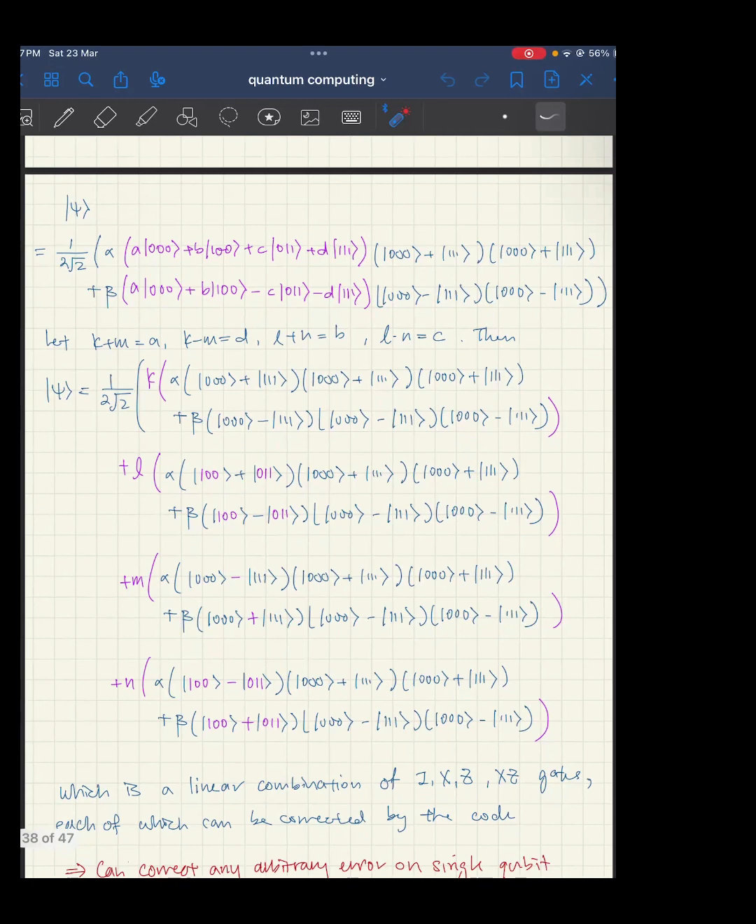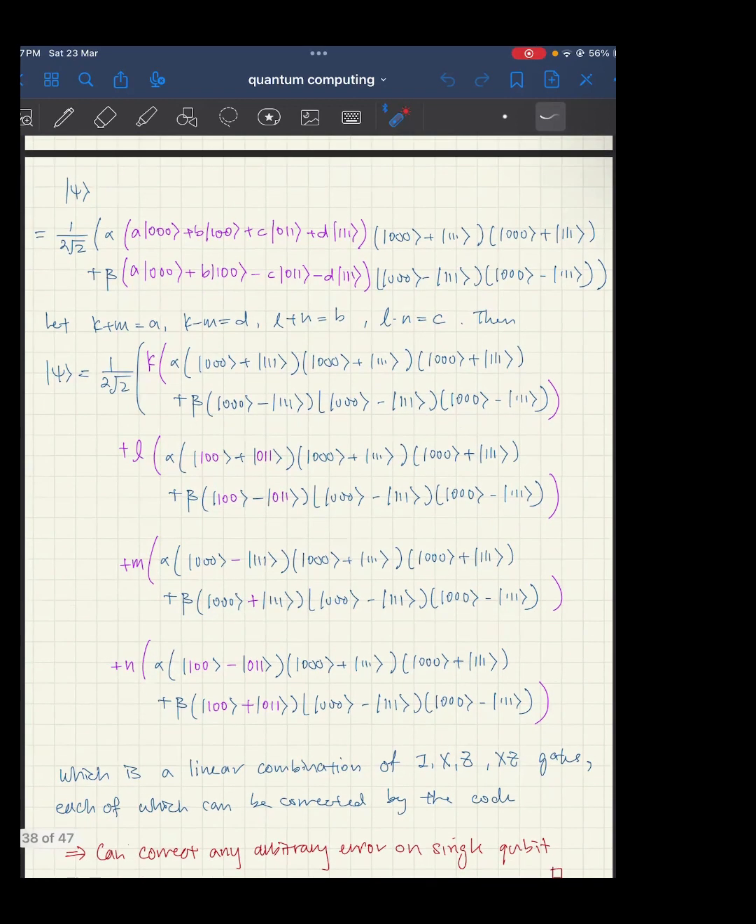What you see here is basically four blocks of states. This first block is really just a state with no errors. Of course, we have the K coefficient, but there are no errors here. The L block has a bit flip in the first qubit. The M block has a phase flip, and the N block has both a bit flip and a phase flip.